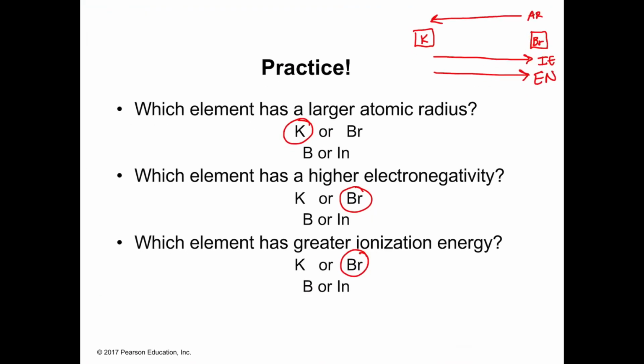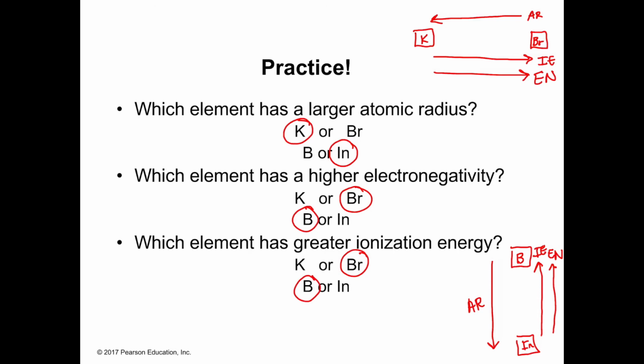If we think about boron and indium, they are stacked up and down. Okay, so atomic radius increases going down the periodic table. So that means that indium will have a larger atomic radius. If we think about ionization energy and electronegativity, both of those increase going up the periodic table. So that means that boron will have a higher electronegativity and a higher ionization energy. Okay, so we're looking at trends here.